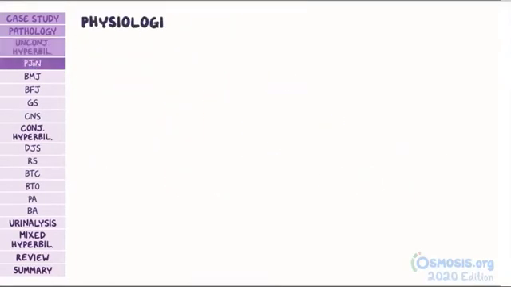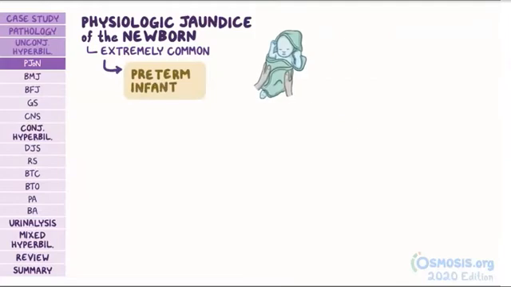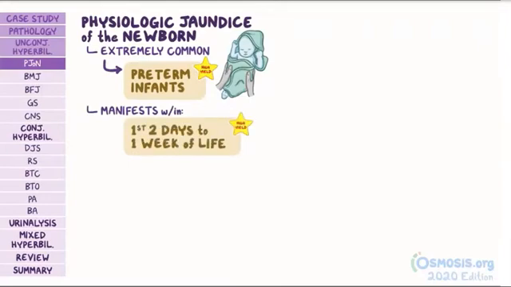Now, physiologic jaundice of the newborn is extremely common, and this is especially the case for preterm infants. A high yield fact to remember is that it typically manifests within the first 2 days to 1 week of life. It's important to note that physiologic jaundice of the newborn is more commonly seen in Asian newborns.